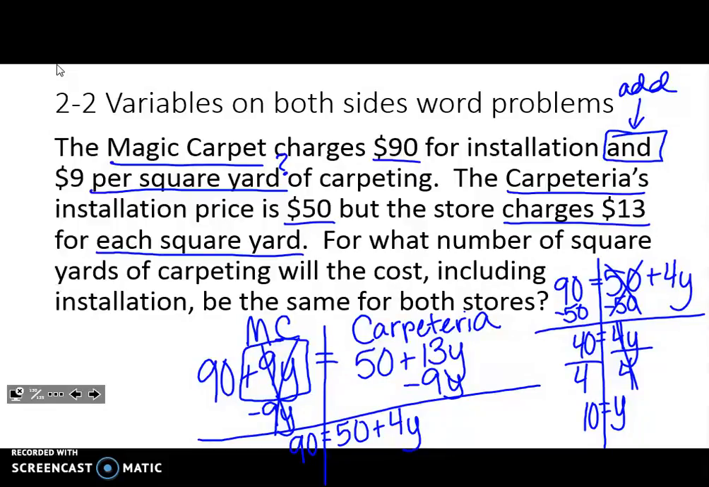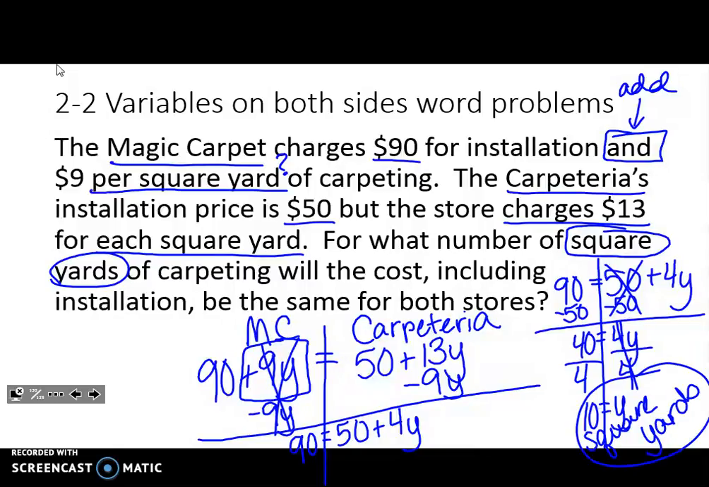And then right here it says for what number of square yards? That's our label. So 10 square yards. If we buy 10 square yards, it'll cost the same if we go to Magic Carpet Store or if we go to the Carpeteria's. It's going to cost us the same amount.